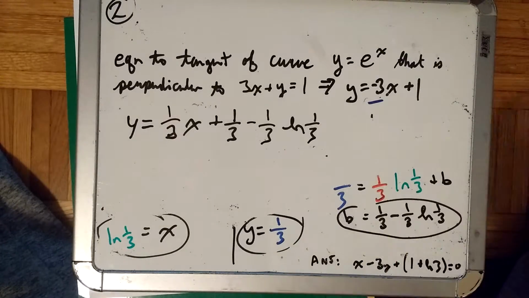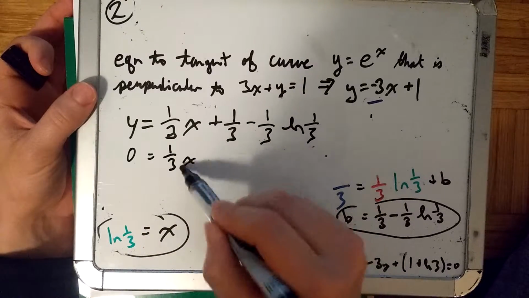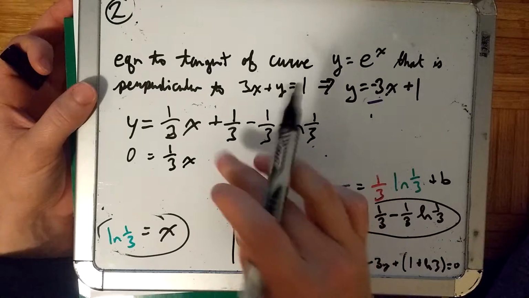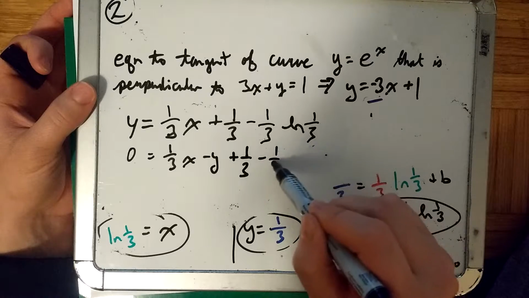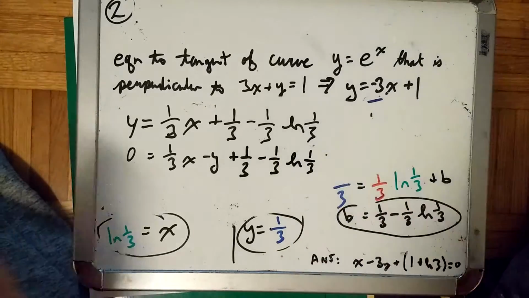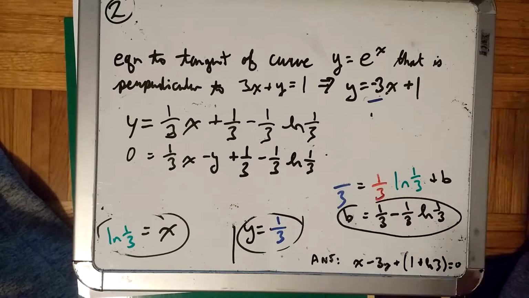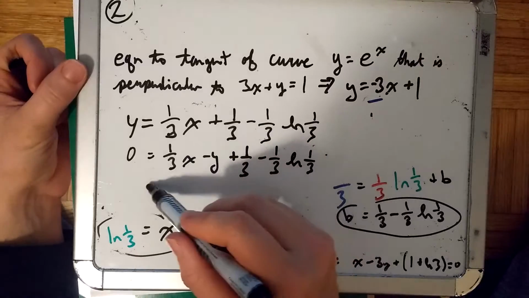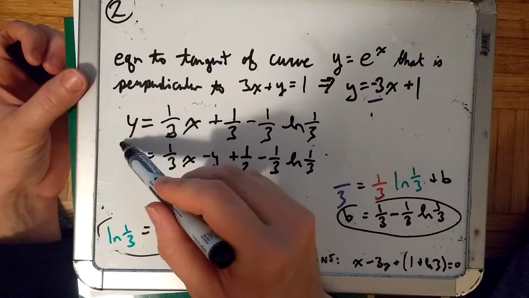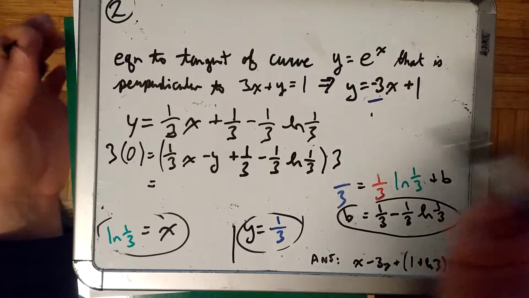So let's just move the y onto the other side. So I have 0 is equal to 1/3 x minus y plus 1/3 minus 1/3 ln 1/3. And of course you're like, okay, well it's not exactly the same as the answer, so what do I do? Well, what they've done is it looks like they just didn't like the 1/3, so they just multiplied everything by 3. And you can do that. Like, you can totally do that. Just multiply both sides by 3, like all of the terms, and you haven't broken any math rules.